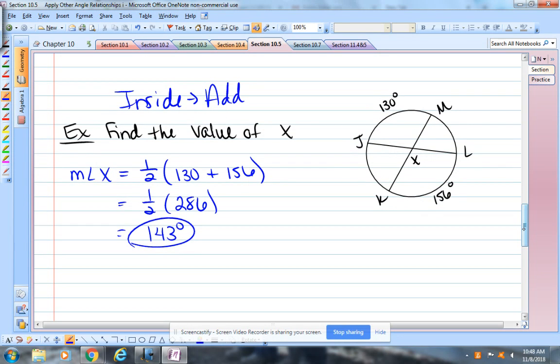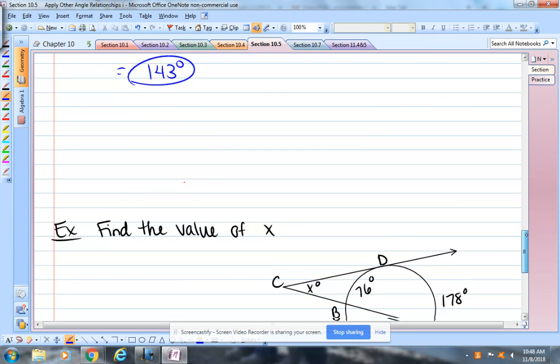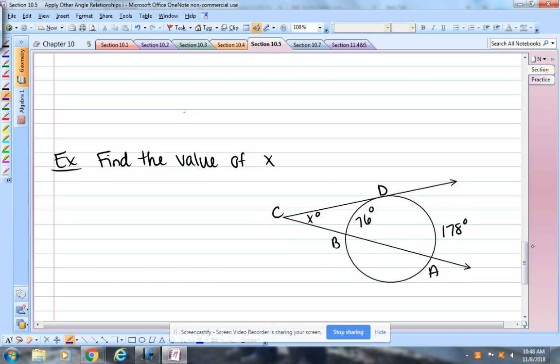Now we want to find X's degree measure on this one. Listen to me on this one problem. Are these two lines intersecting inside or outside the circle? Outside. So we have a tangent right here. CD is a tangent line to the circle. CA or CB is a secant to the circle. They cross at point C.